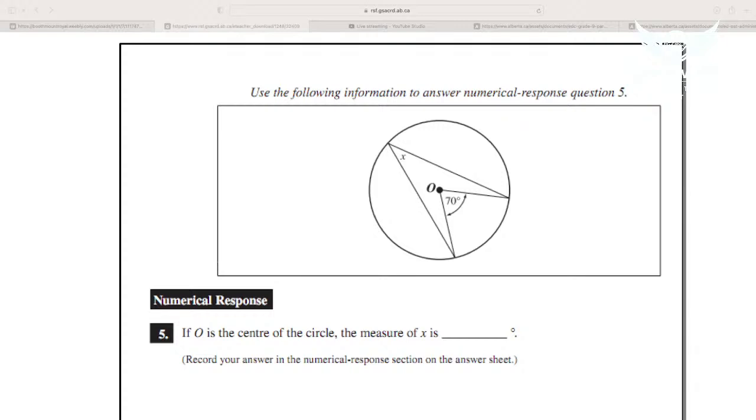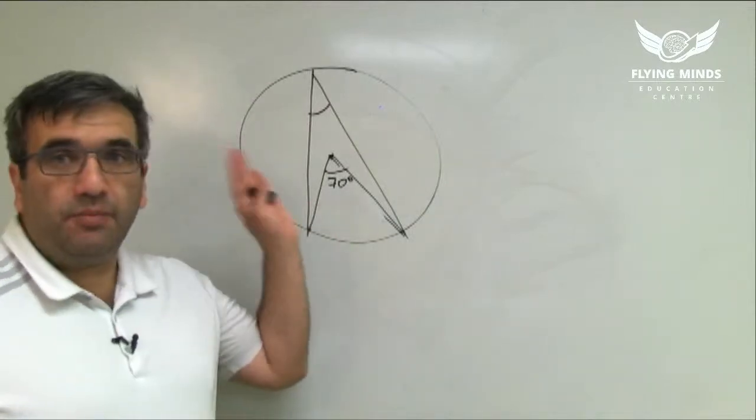So we have a circle, we have inscribed angle, X, and we have central angle, which is equal to 70 degrees. So we need to figure out the measurement of angle X. Okay, so this is pure theory.